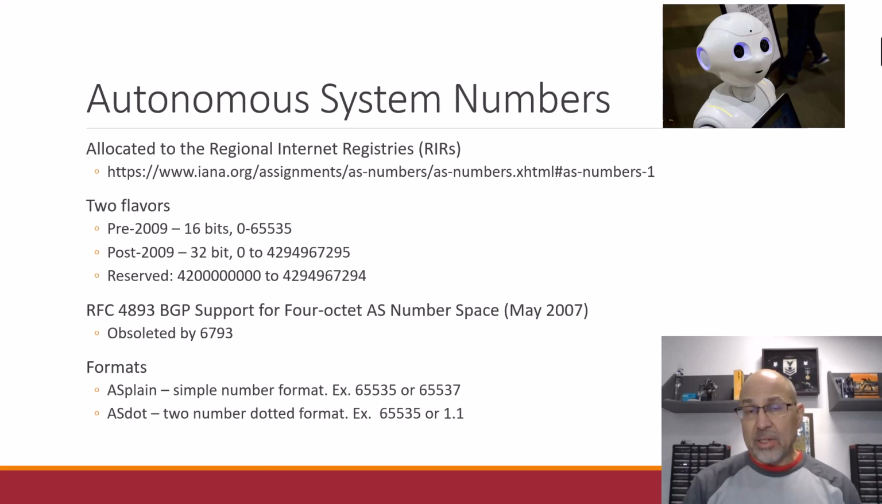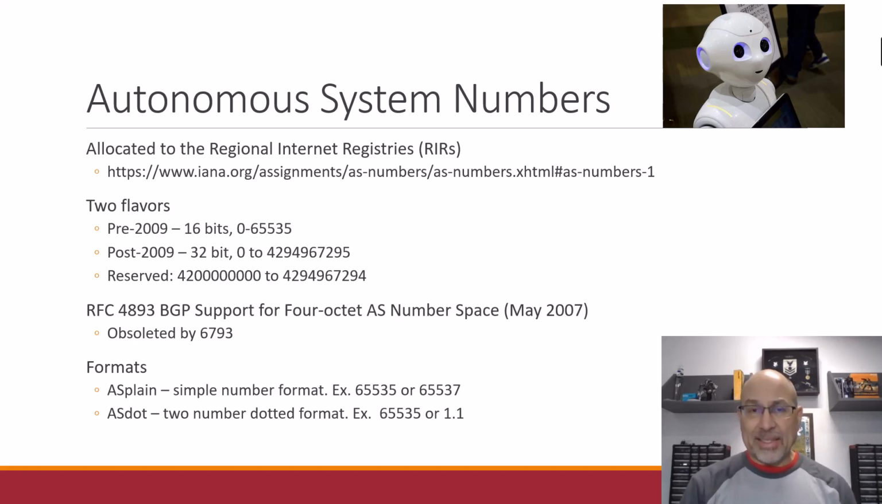Now, an AS number can be written in two formats. One is the pretty straightforward number, AS plain. That would be just writing down the number that you're using for the value, so 65,535. I'm going to use 10,000 and 20,000 today.